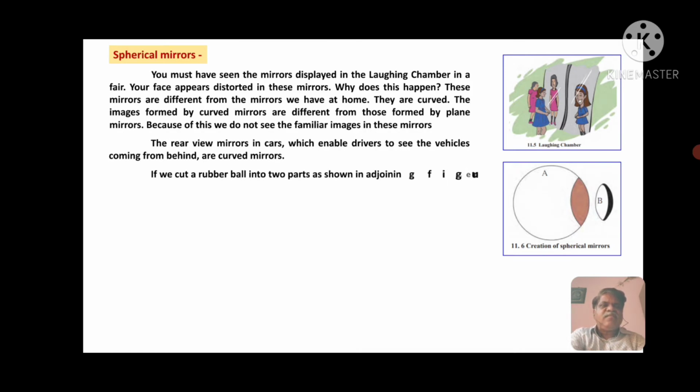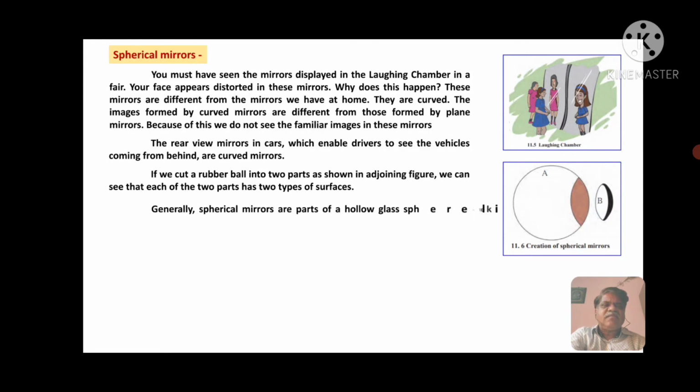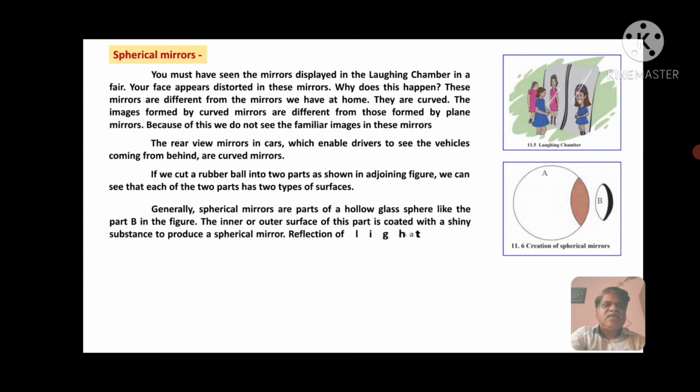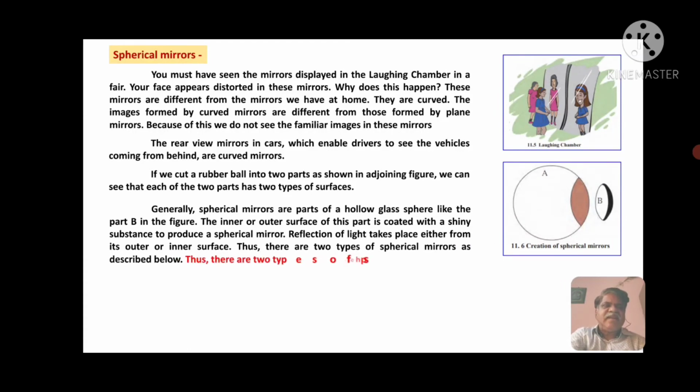If we cut a rubber ball into two parts as shown in the adjoining figure, we can see that each of the two parts has two types of surfaces. Generally, spherical mirrors are part of a hollow glass sphere like the part B in the figure. The inner or the outer surface of this part is coated with a shiny substance to produce a spherical mirror. Reflection of light takes place either from the outer or inner surface.